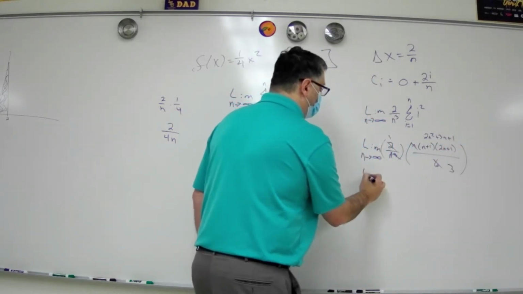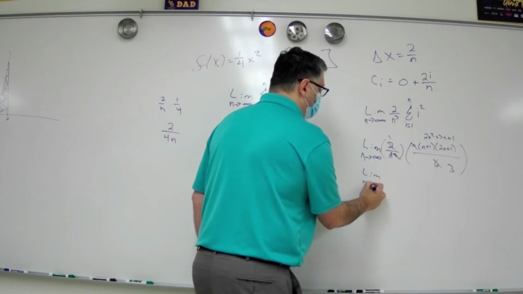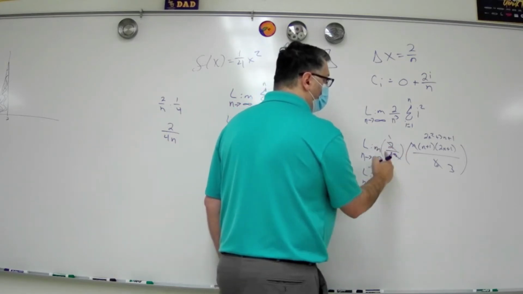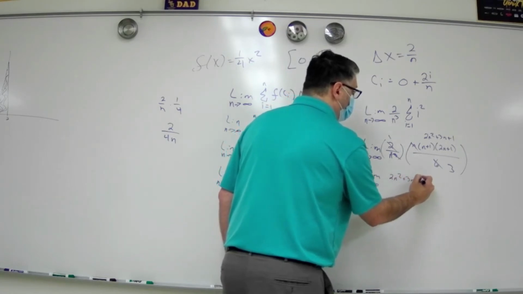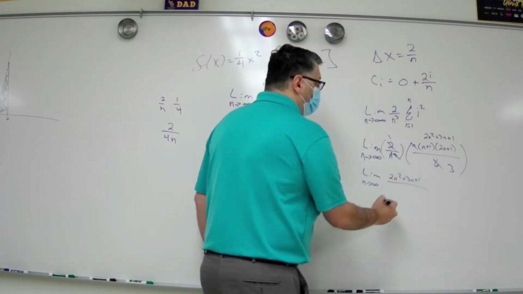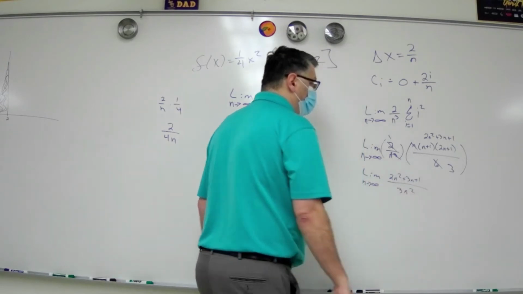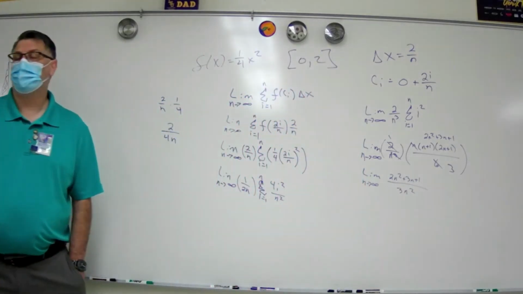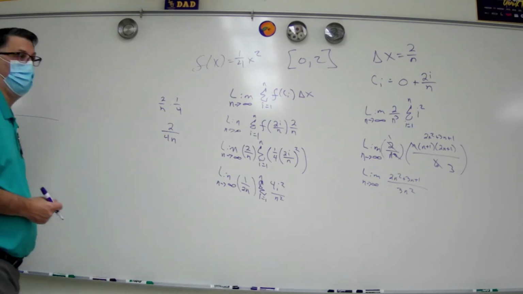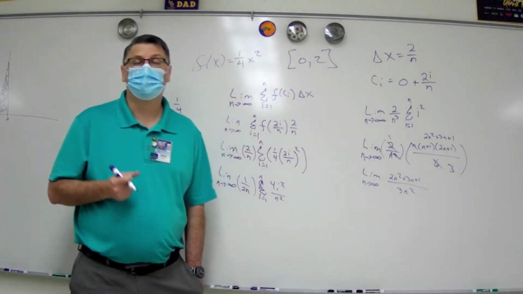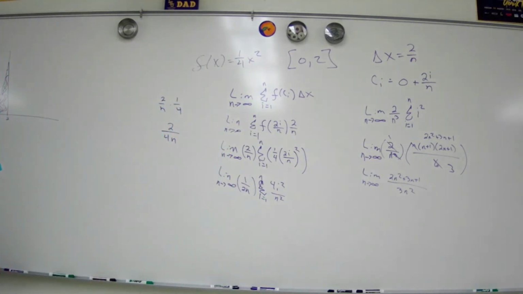So let's rewrite this because it's getting a little messy. The limit as n approaches infinity, let's see, I've got 1 times 2n squared plus 3n plus 1 over 3n squared. What's the limit as n approaches infinity? Come on guys, you should be able to do this one. What's the degree of the polynomial on top? 2. What's the degree of the polynomial on bottom?